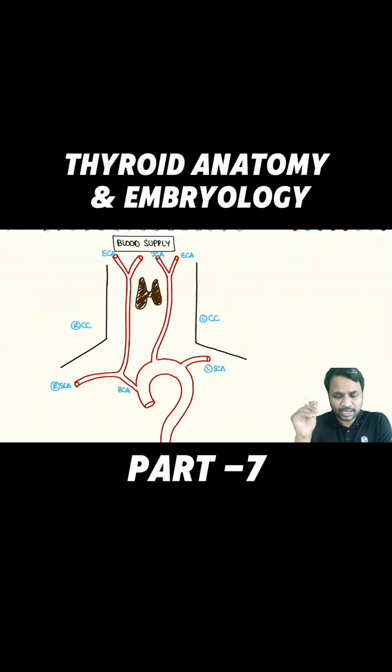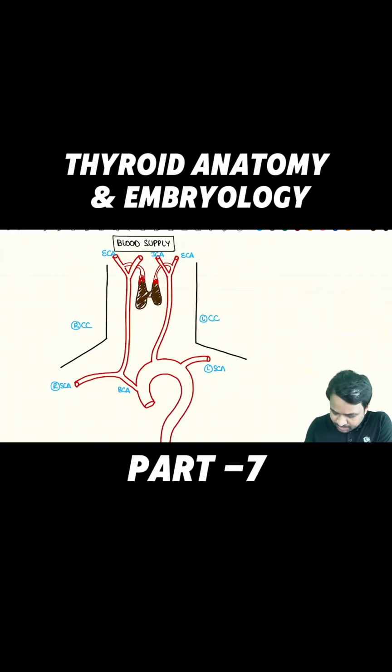We all know there are 8 branches of the external carotid artery. The first branch is the first branch of the external carotid artery that supplies the thyroid gland, and this is your superior thyroid artery. So the superior thyroid artery is the first branch of the external carotid artery.